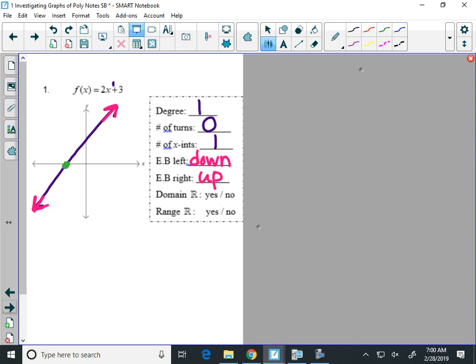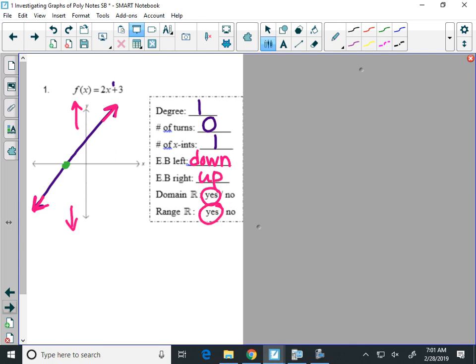Now the next 2 questions are circle yes or no. They want to know, is the domain all real numbers? Does the graph go forever in the left x direction and forever in the right? This graph is a yes. The domain is all real numbers because the arrows go out forever. The range is also all real numbers because my graph goes down forever and up forever.